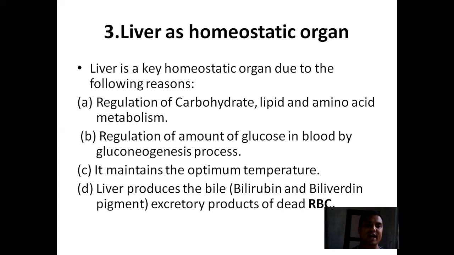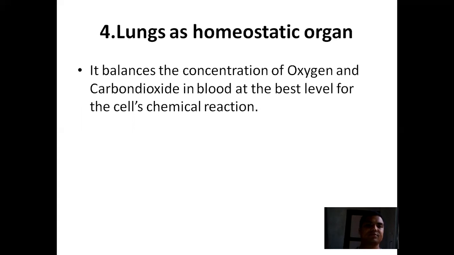It regulates carbohydrate, lipid and amino acid. It regulates the glucose in blood. It maintains optimum temperature. Liver produces the bile and excretes the product of RBC. Lungs as a homeostatic organ. It balances the concentration of oxygen and carbon dioxide in blood at the best level for the cell's chemical reactions.